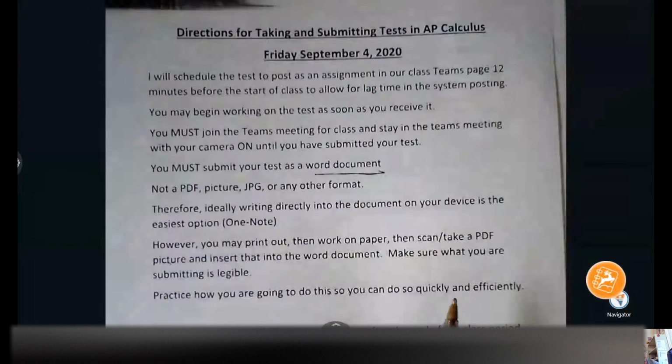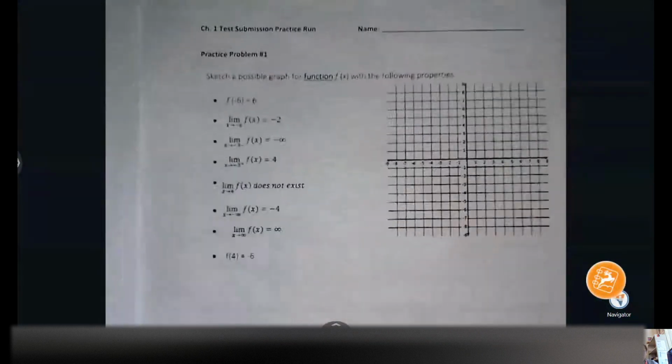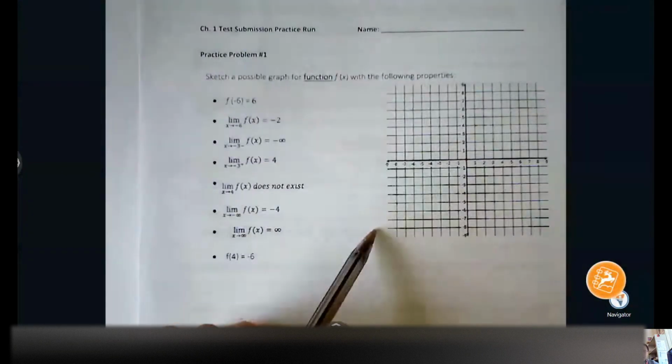So, the assignment that is there right now for the practice run is just 2 problems. You can either choose to do it or not do it. You can write on it just so I can see that you're able to do it. And then there's 2 problems.